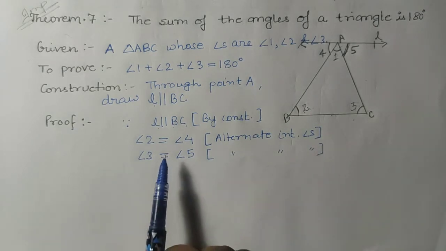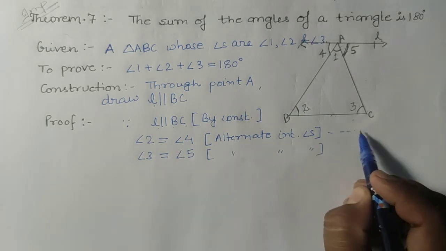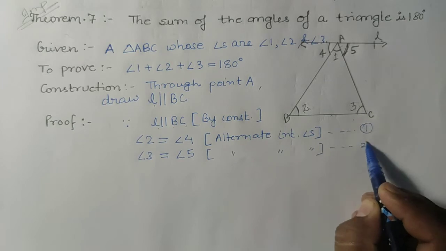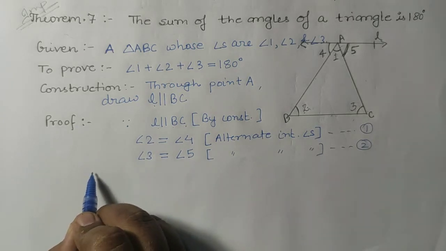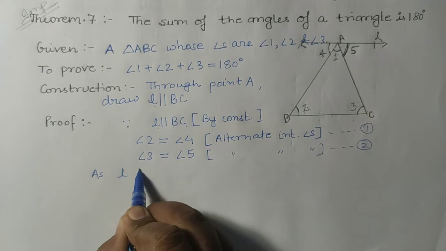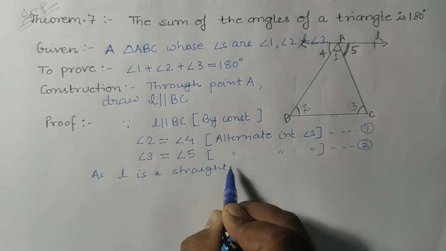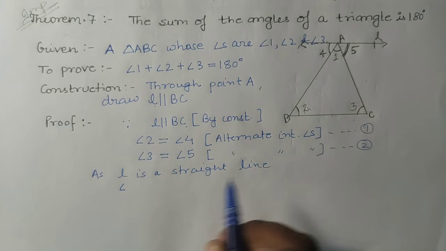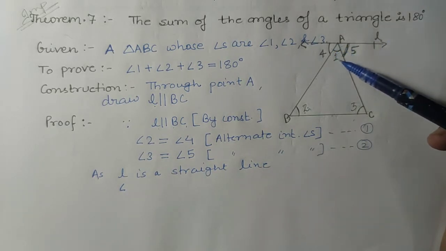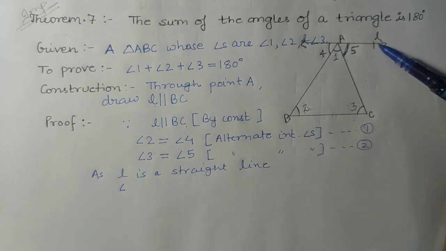So here we are having two results, that angle 2 is equal to angle 4 and angle 3 is equal to angle 5. Suppose these are result 1 and result 2, equation 1 and equation 2. Now students, as L is a straight line, we'll see here that angle 4, angle 1 and angle 5, all those angles are made on this line L.